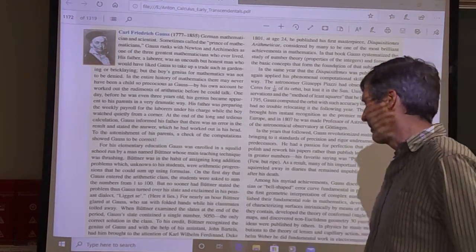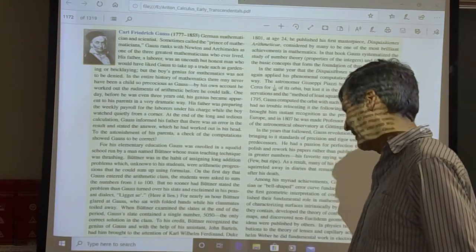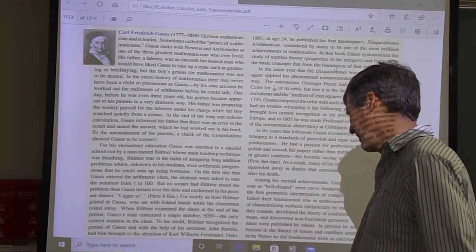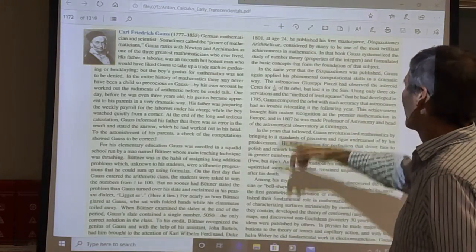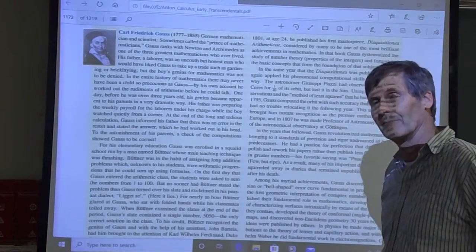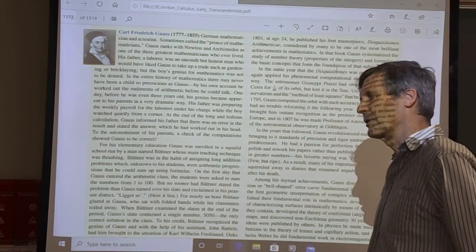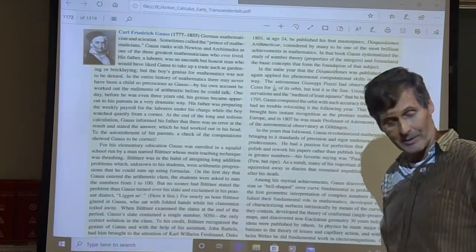Well, to his credit, Büttner recognized the genius of Gauss, and with the help of his assistant, brought it to the attention of Carl Wilhelm Ferdinand, Duke of Brunswick, but he went on to be very famous. Gauss said that he could do rudimentary arithmetic before he could speak, and all sorts of other things. So he really was a brilliant guy.